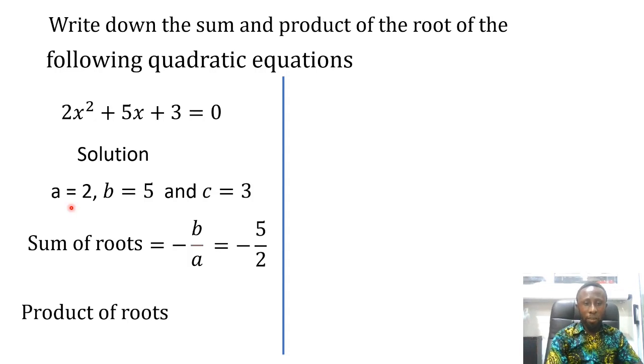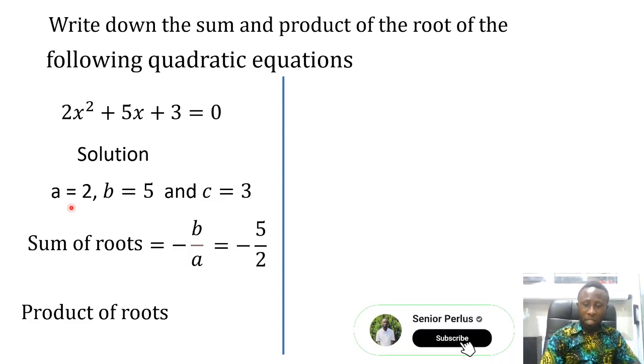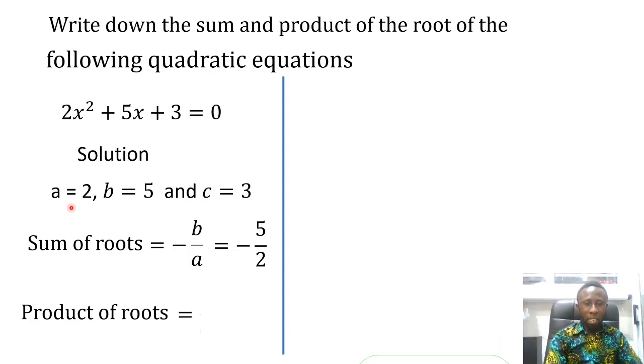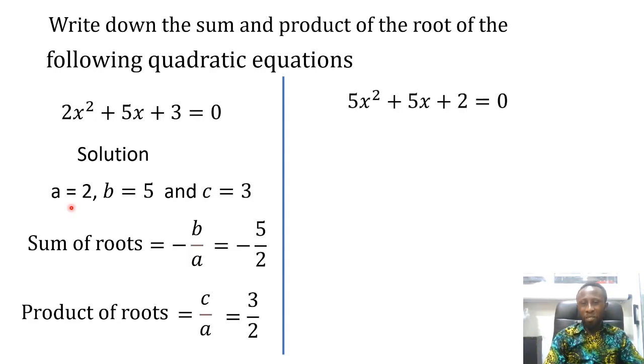Then our product is what? Our product is alpha times beta. It was c out of a. When we were proving it, we saw it. So our c is 3. Now a is what? 2. As easy as that. So do this one for me.